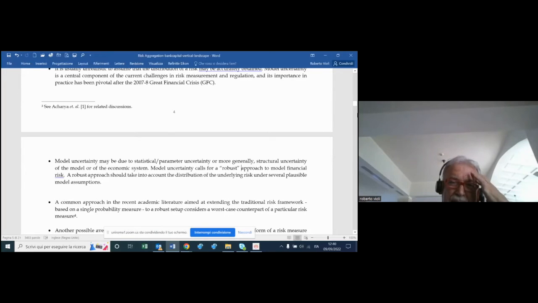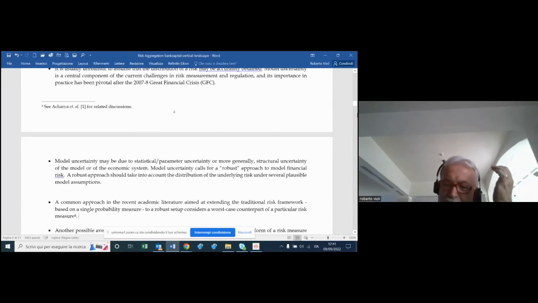Now, my impression is that model risk in regulator-based modeling is still in its very infancy. There is not much that has so far trickled down from this technical literature I was referring to.